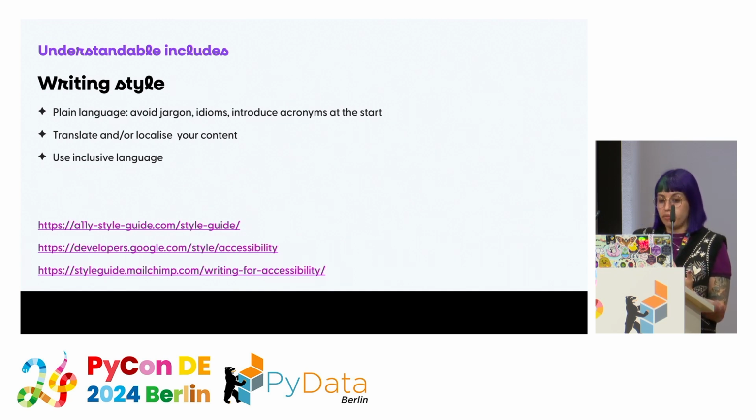Use plain language. Avoid jargon. Don't use idioms. Introduce acronyms at the start. This helps especially for folks with cognitive disabilities. If you can, translate and localize your content. This is very important. On the developer side of things, in the themes, we can also localize landmarks. So you get that double localization. So make sure to set the language when you are setting up your websites. Use inclusive language.